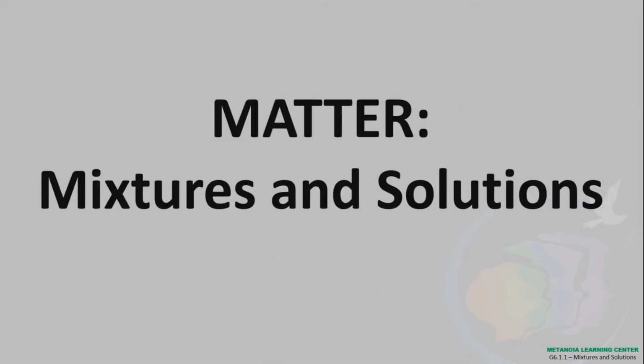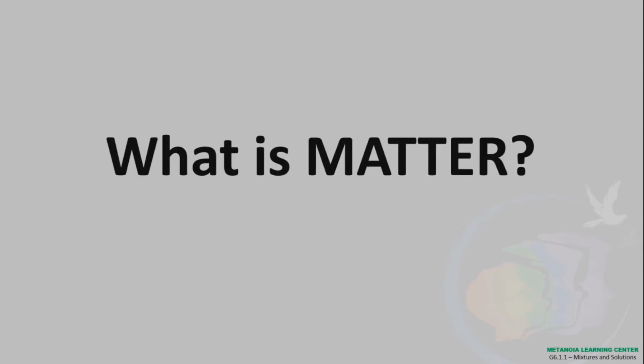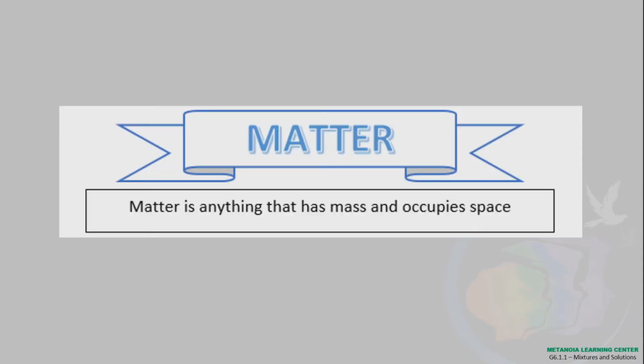Our topic for today is about matter, mixtures, and solution. But before we advance to mixtures and solutions, let us do a recap about matter. What is matter? Matter is anything that has mass and has volume. Mass refers to the number of particles that the object is made of, while volume refers to the amount of space taken by an object. So basically, matter is anything that has mass and occupies space.